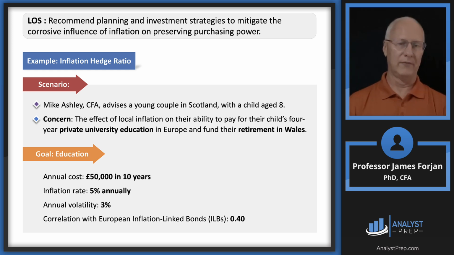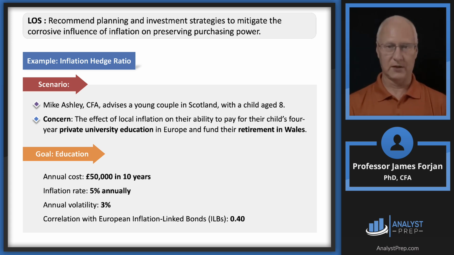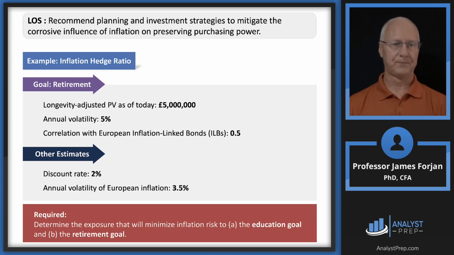And you know what? If I were making up this question, I would say the expected increase in tuition is 5% annually, or just say that this is the private education inflation rate. Annual volatility 3%, and then there's a correlation with these European inflation-linked bonds. So we're told in this particular case study that we're going to use these ILBs as our hedging instrument.